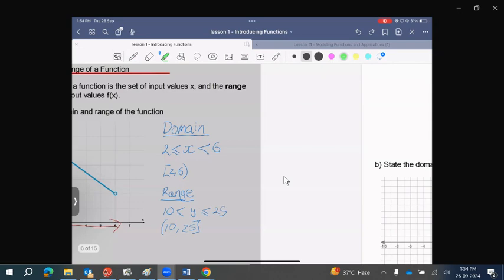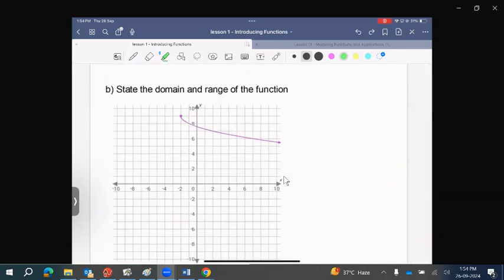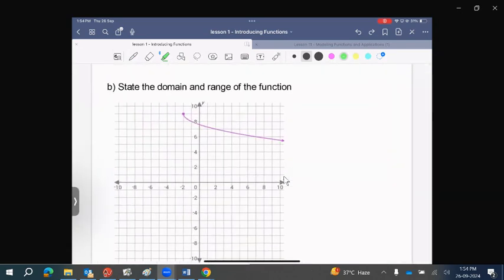So let's have a look at the graph that we've got here. For the x values, we want to start off here and we want to move in this direction. Notice that we have a continuous graph indicated by this little arrow heading off in that direction. So the domain here is simply going to be x is greater than or equal to 2. If we want to write this in interval notation, it would be 2 up to infinity.